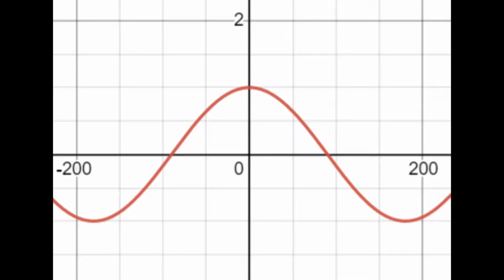The name cosine comes from the Latin complementi sinus, meaning complement of sine. This is a fitting name because the cosine of the complement of an angle is equal to the sine of the original angle. The graph of the cosine function looks like this. It is nearly identical to the sine function but slightly shifted.